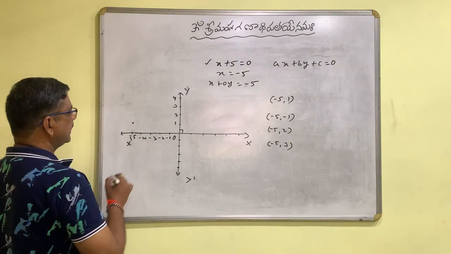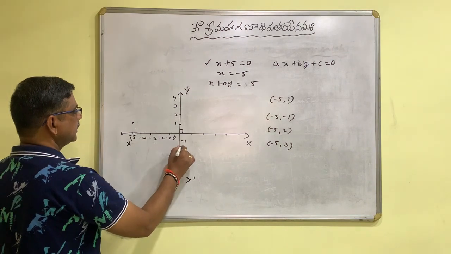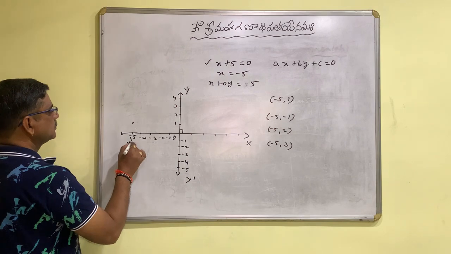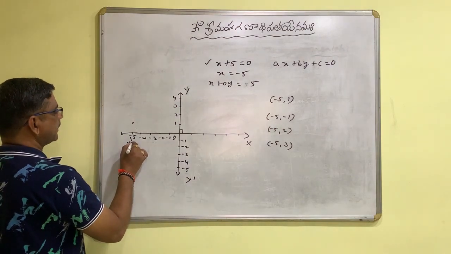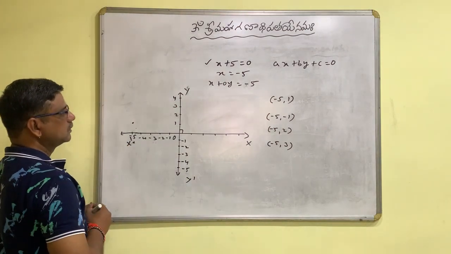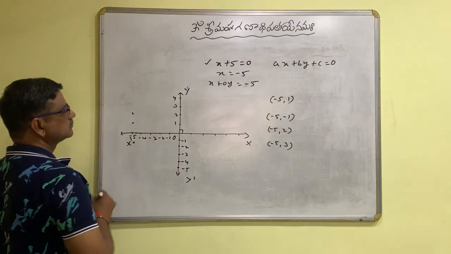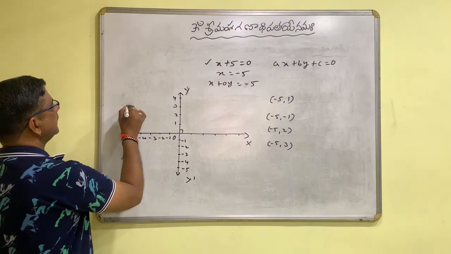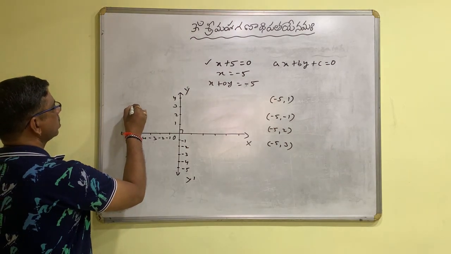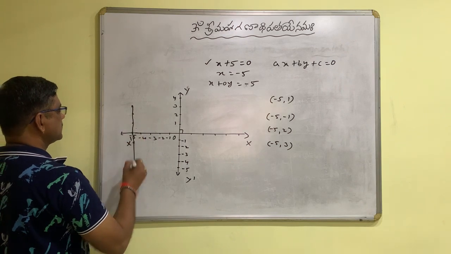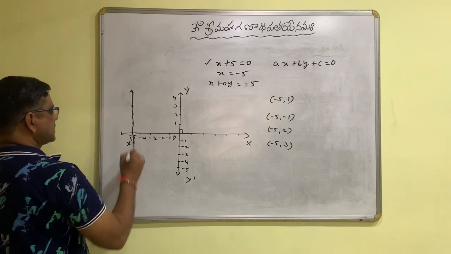Negative 5 comma negative 1. This is negative 1, negative 2, negative 3, negative 4, negative 5. So negative 5 comma negative 1 over here. Negative 5 comma 2. Negative 5 comma 3. So if you join all these points, you will get a straight line.